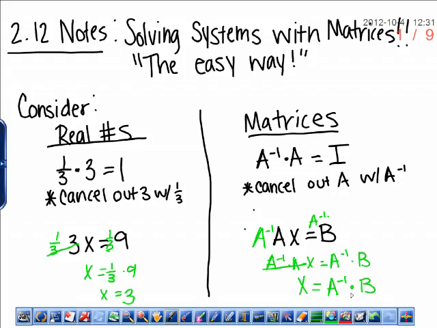That's going to be the setup and the process that we use every time we want to solve for a variable matrix. So that's the answer? That's how we find it. Okay. Yeah, this is just kind of modeling what we're going to do.